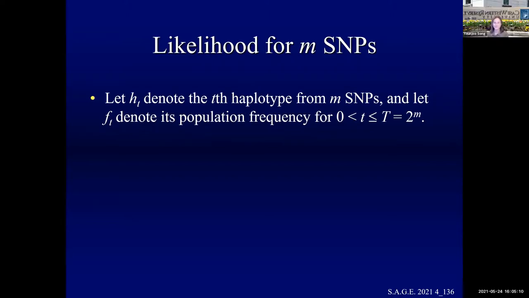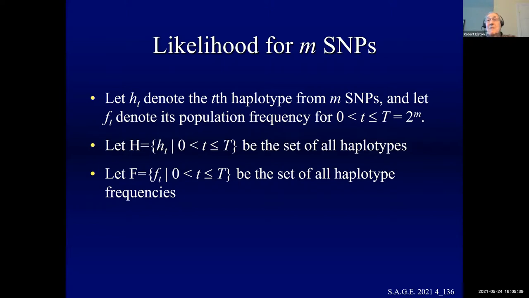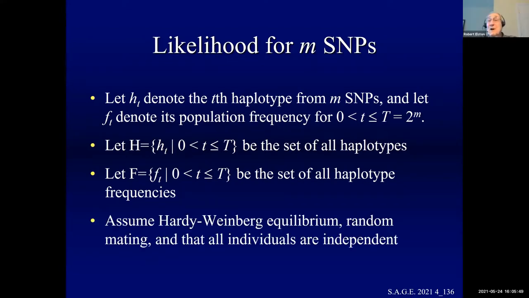No. Okay. So we're going to talk about the likelihood for M SNPs. Let HT denote the Tth haplotype from M SNPs, and let FT denote its population frequency, where T goes from 1 to capital T, which is 2 to the Mth power. Let H, that's HT, be the set of all haplotypes, and then let capital F be the set of all haplotype frequencies. And then we assume Hardy-Weinberg equilibrium, random mating, and that all individuals are independent.